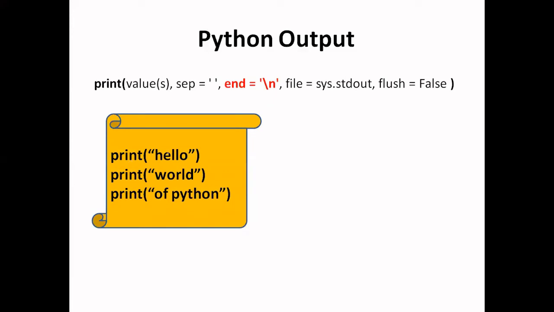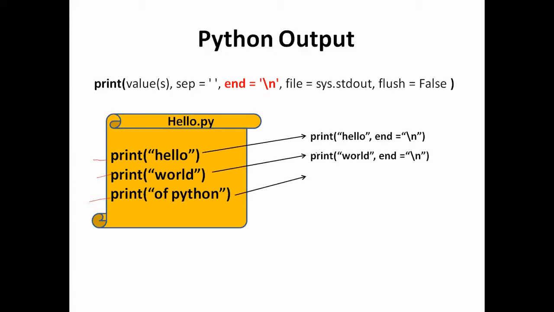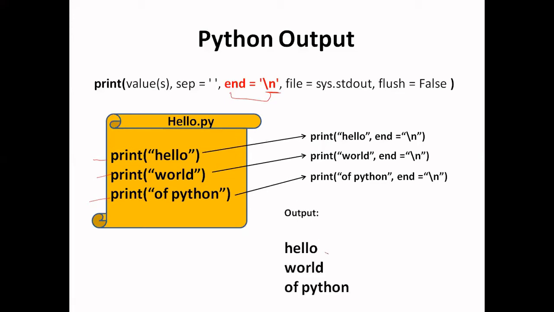Suppose we create a Python script hello.py, and inside this script I have written three statements: print hello, then print world, then print Python, and I have not used any \n character. Basically this line is equivalent to this one, and the second line is equivalent to this line, and the third line is equivalent to this, because the default value of this keyword argument is set to \n. So we can say these are the equivalent lines of these programs. If we execute this hello.py, we will get the output like this.